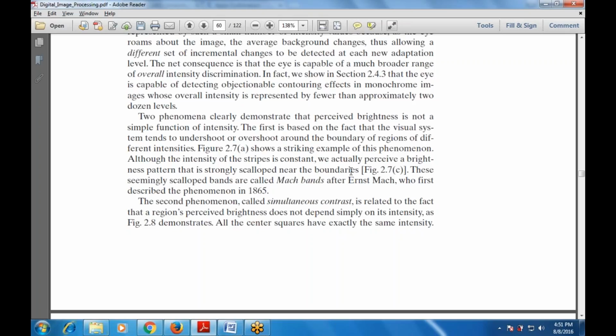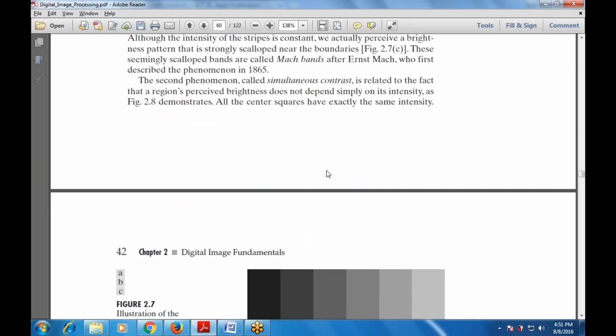Now, the second phenomenon is known as simultaneous contrast, which is related to the fact that a region's perceived brightness does not depend simply on its intensity, as figure 2.8 demonstrates. All the center squares have exactly the same intensity.